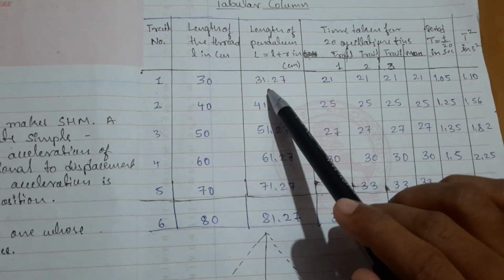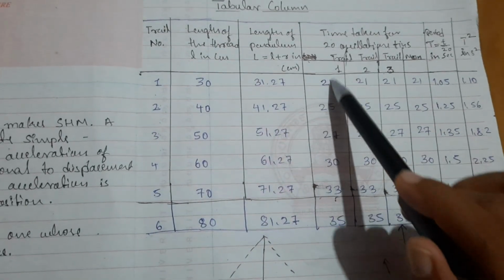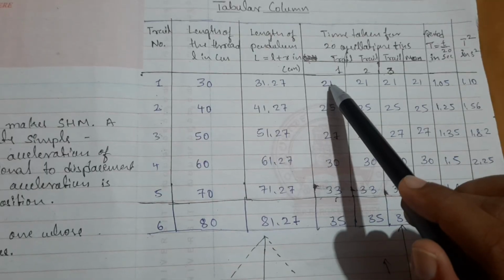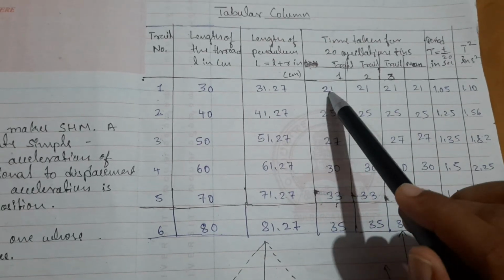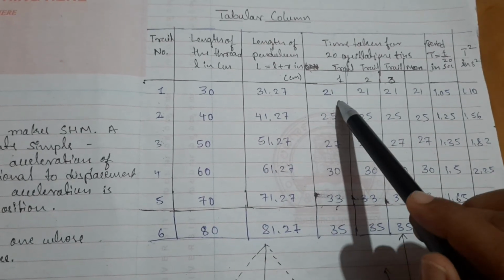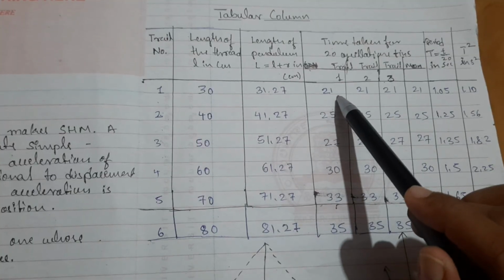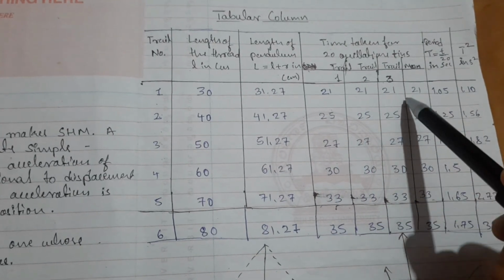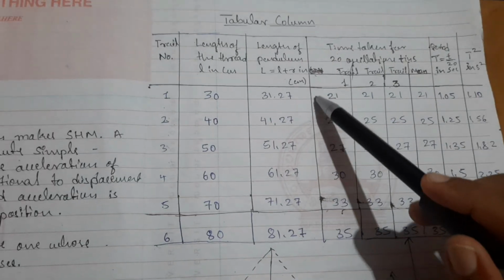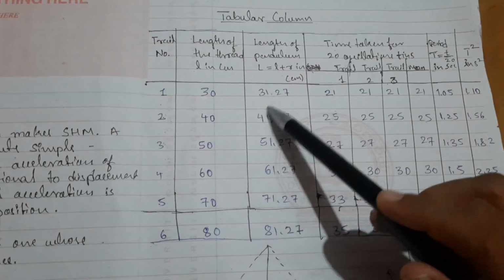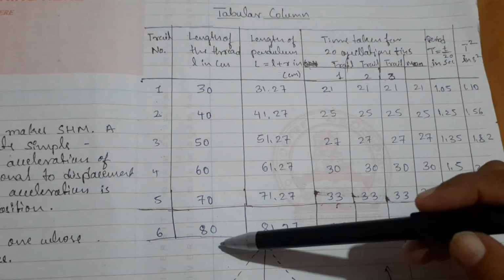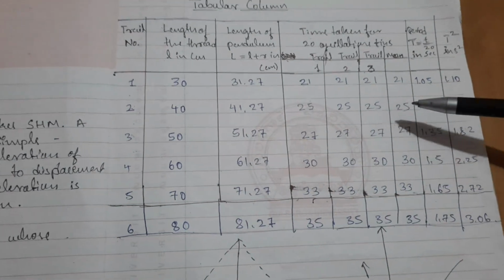For 31.27 we got 21 seconds for 20 oscillations made by the bob. So like that you can repeat the other 2 trials and take the mean. The same procedure you have to repeat for other lengths of the pendulum. So overall 6 trials you have to take.